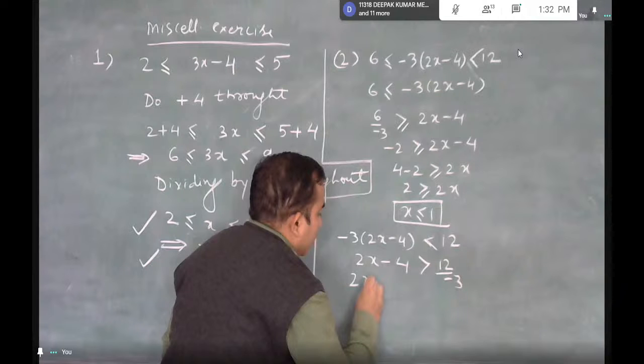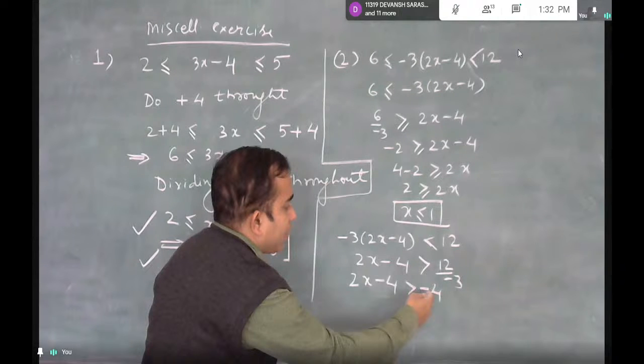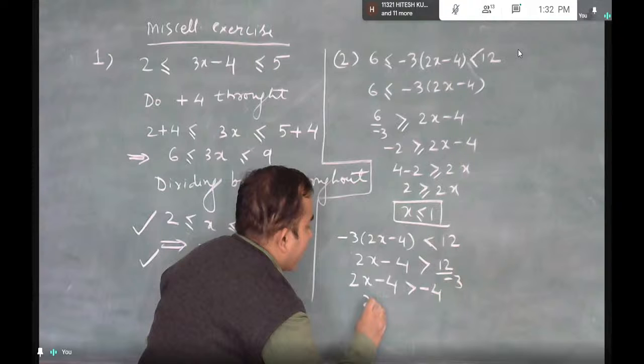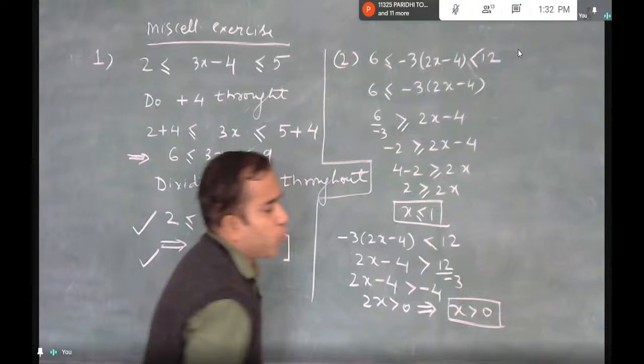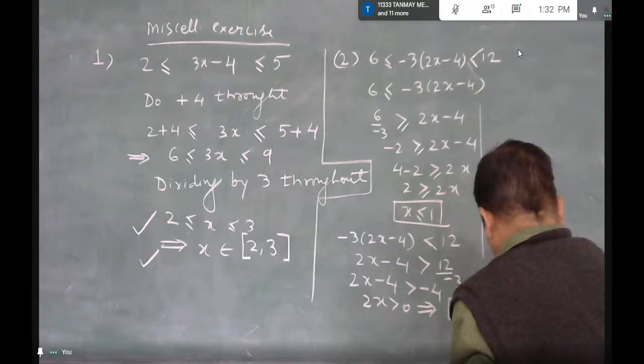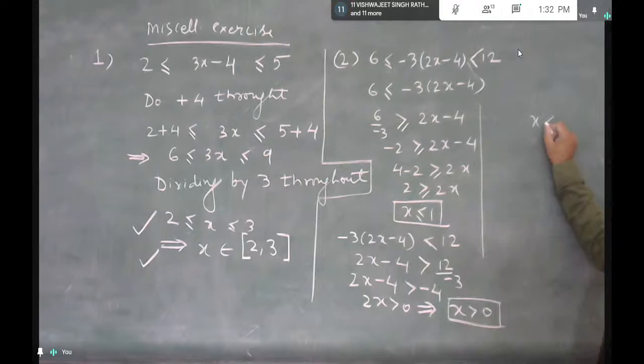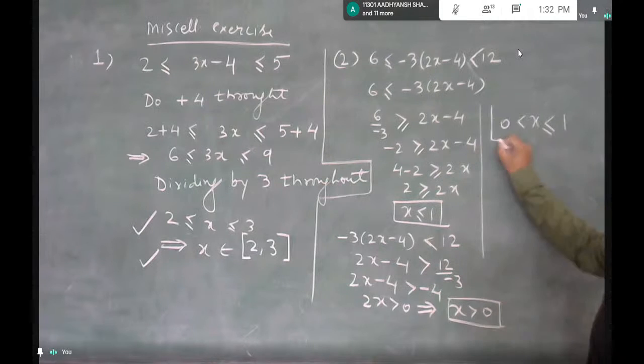Taking 4 to that side, it will become 4 minus 4, 0. 2x greater than 0, which means x greater than 0. Now join these two inequalities. x greater than 0 means x is less than or equal to 1 and greater than 0. This is the final solution.